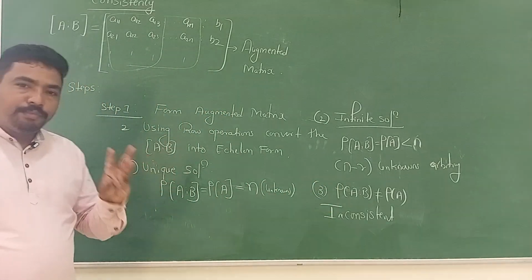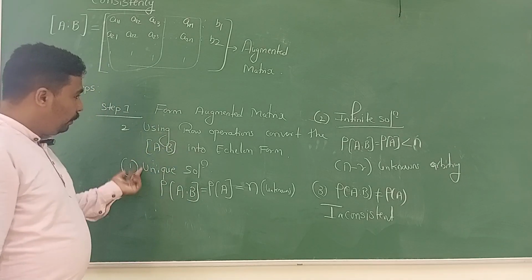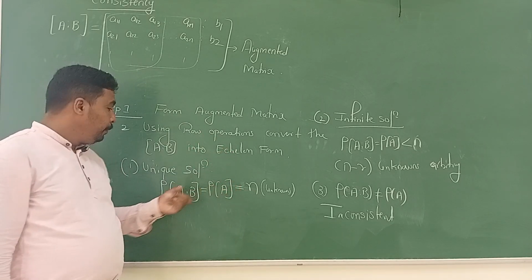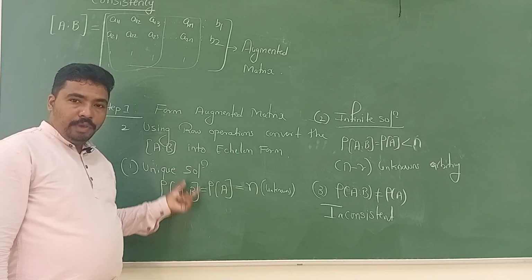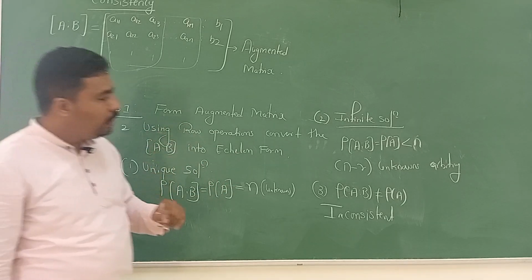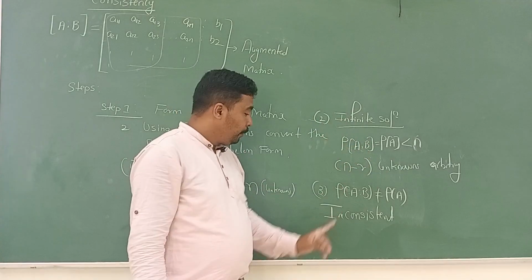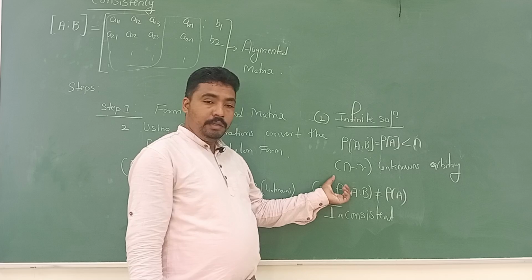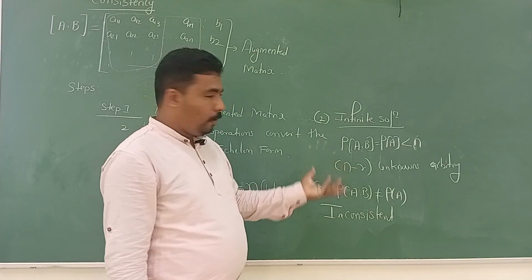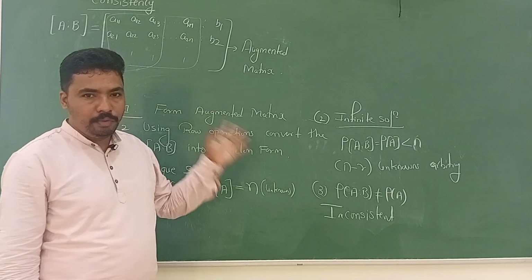So there are 3 types of solutions we are going to find for the given system of equations: unique solution, infinitely many solutions, and no solution. Unique solution means the rank of AB, the rank of A, and the number of unknowns must be the same. Infinite solution means the rank of AB and rank of A must be the same, but less than the number of unknowns. And inconsistent means the rank of AB itself is not equal to the rank of A. So these are the possible solutions the given system of equations may have.